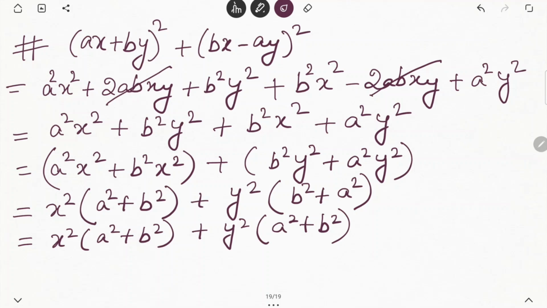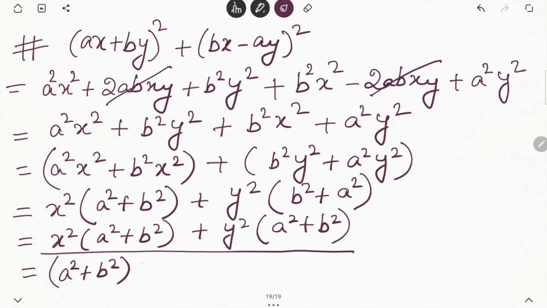Now we have to check what we can take out common throughout the expression. That means from the whole expression what I find is a square plus b square is common. So I have taken out that. Now I'll write the remaining term. From the first term x square is remaining. From the second term y square is remaining. So this will be the answer.